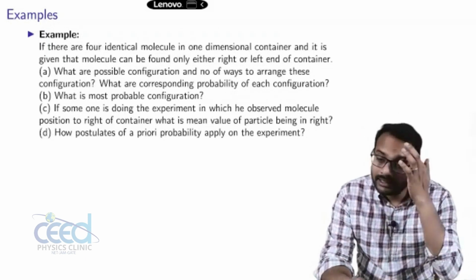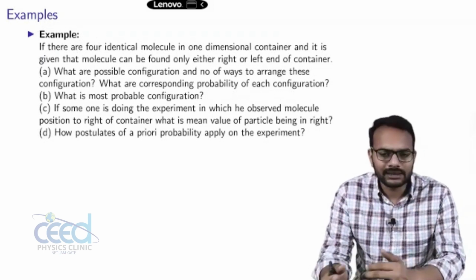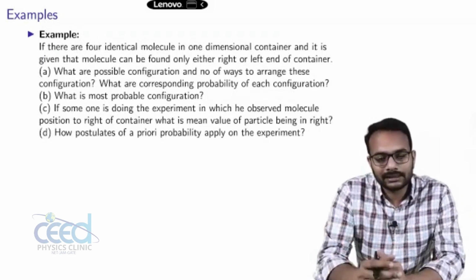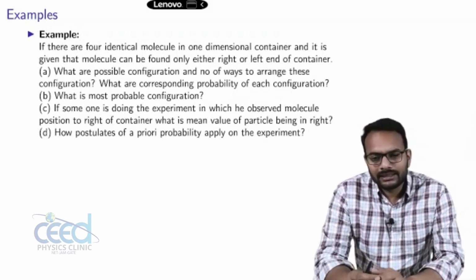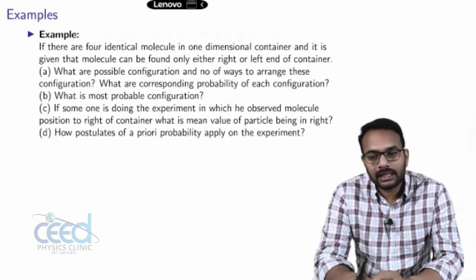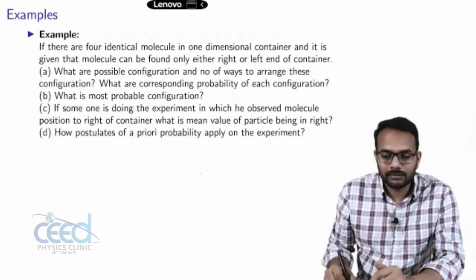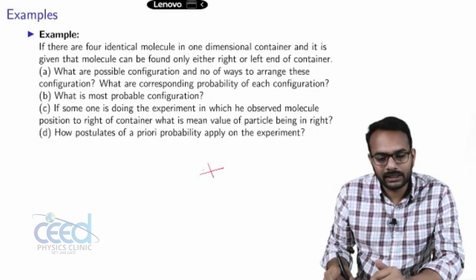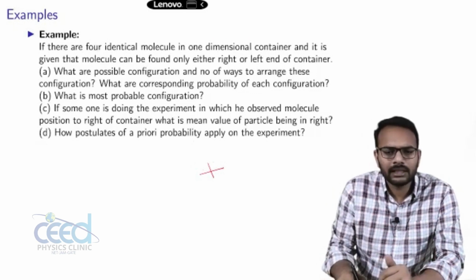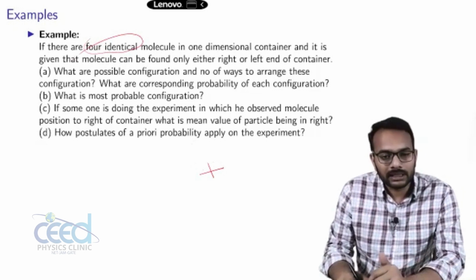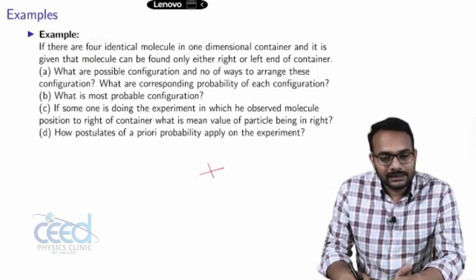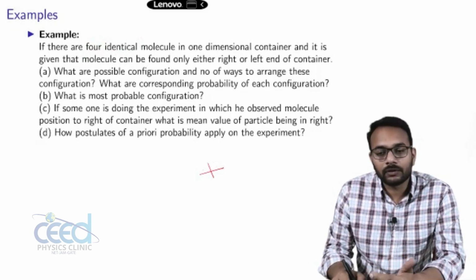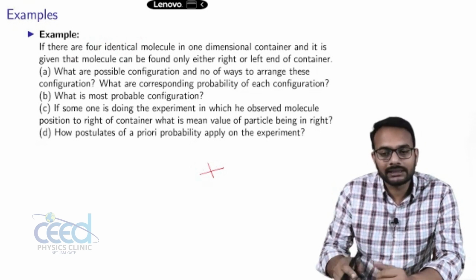Okay, let's go into another interesting example here. We have seen this example already, but let's discuss some of the things. If there are 4 identical molecules in a one-dimensional container, and it is given that a molecule can be found only at either the right or left end of the container, so there is a partition and you find the molecule either on the left or on the right, and there are only 4 particles. So this is a toy problem. What are the possible configurations and the number of ways to arrange these? What is the corresponding probability for each configuration?